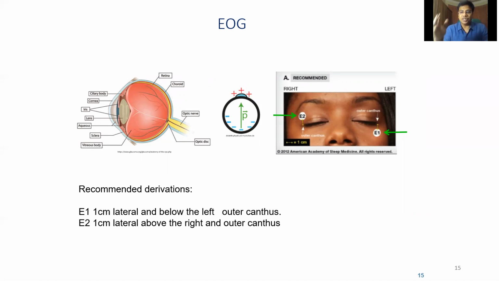What will happen in REM stage? In EOG, the rapid eye movements will be there. So EOG electrodes have to be placed at a proper position.